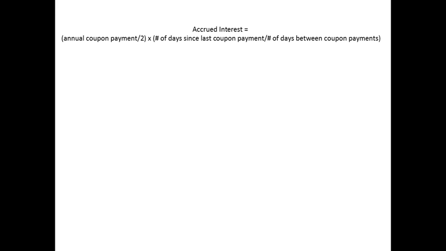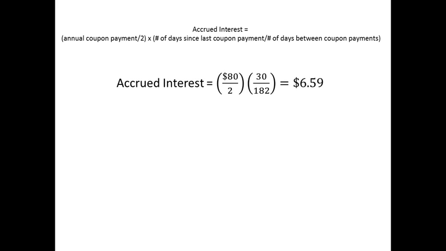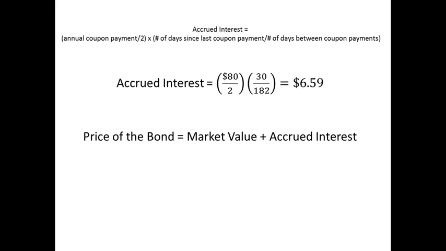Accrued interest equals annual coupon payments divided by 2 times the number of days since the last coupon payment divided by the number of days between coupon payments. If the coupon rate is 8%, then the semi-annual payments are $40. Since 30 days have passed and payments are made every 182 days, then the interest that the seller has accrued is $6.59. If the quoted price of the bond is $1,003, then the purchaser will have to pay that plus the accrued interest. So the buyer will have to buy the bond for $1,009.59.